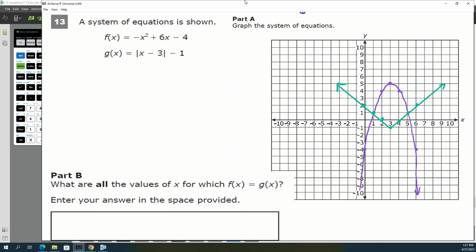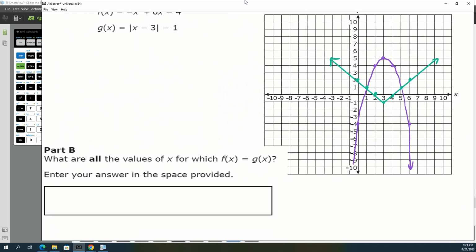And an absolute value and a parabola. And then part B asks us to find all the values for x where those two are equal. So the values of x where those two are equal are going to be this point and this point, where they intersect. So that's x equals 1 and x equals 5. Or you could just put 1 and 5 in that box.